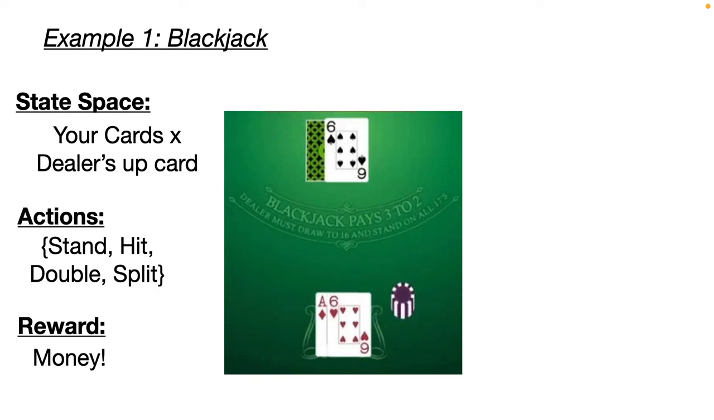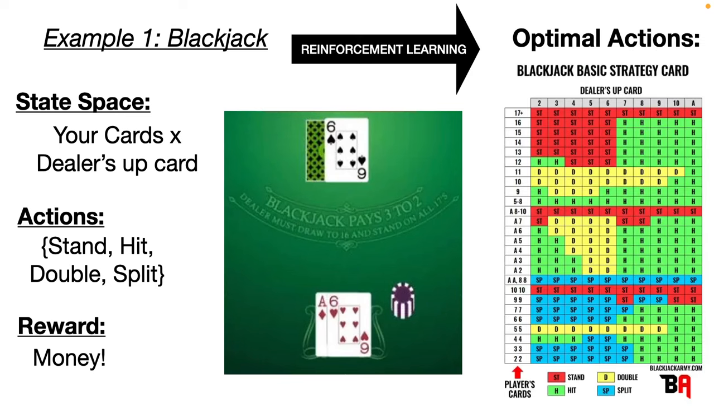Well, you could learn blackjack without reinforcement learning by treating it as a supervised learning problem. What you could do is just play a million hands, and the state space in blackjack is so small that you will eventually try all the possibilities. You'd say, in this situation, I tried standing 100 times, I tried hitting 100 times, I tried doubling 100 times, I tried splitting 100 times, and the best one was standing.